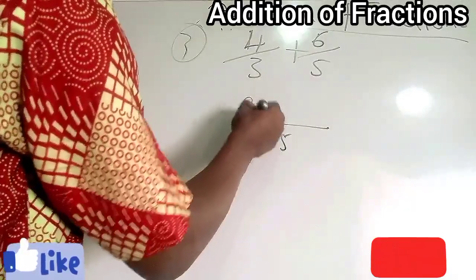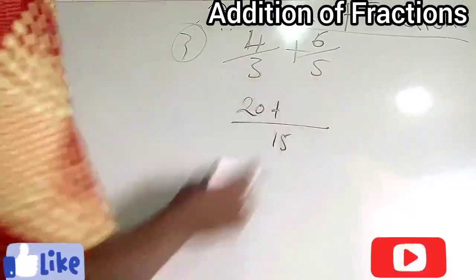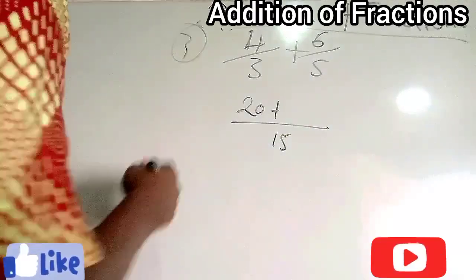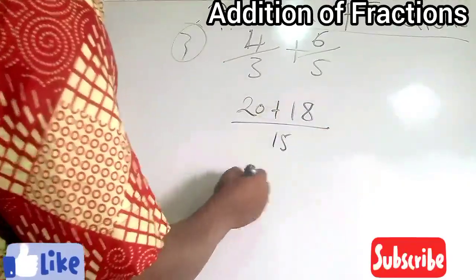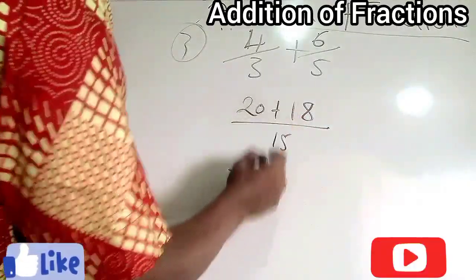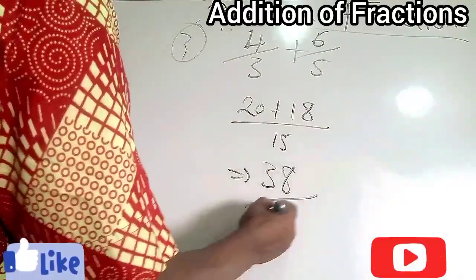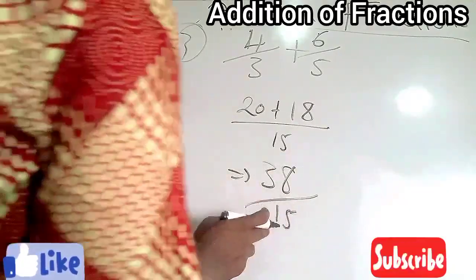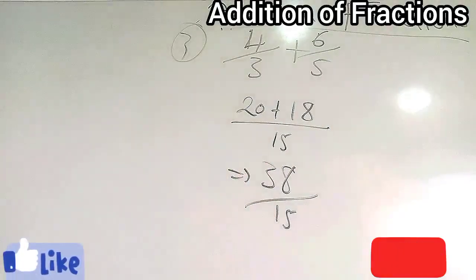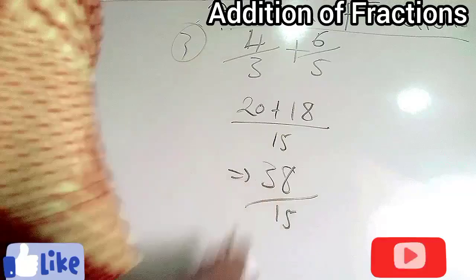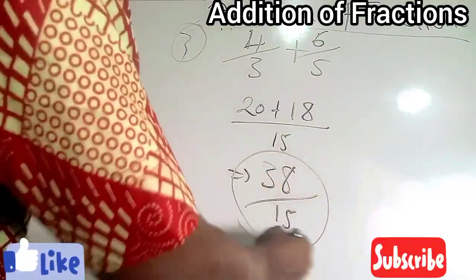So you have 20 plus, how many times can 5 go into 15? 3 times. So 3 times 6 will give us 18. You now add the top ones. 20 plus 18 will give you 38 over 15. Is there any number that can go here and at the same time go here? If there is any number, you divide them with it. If there is no number that can divide this and this one at the same time, then you leave your answer as this.